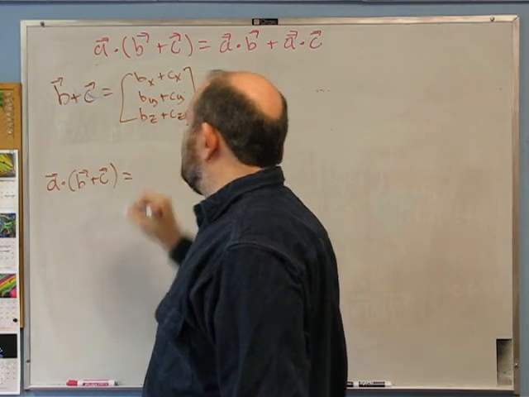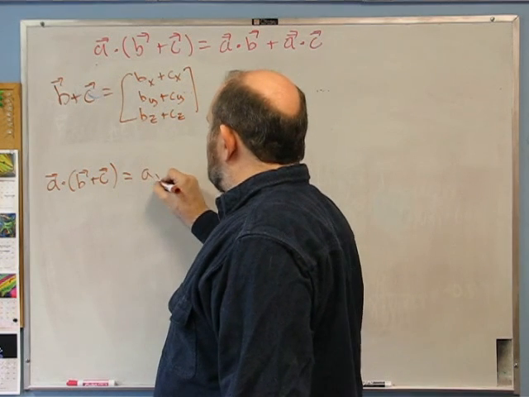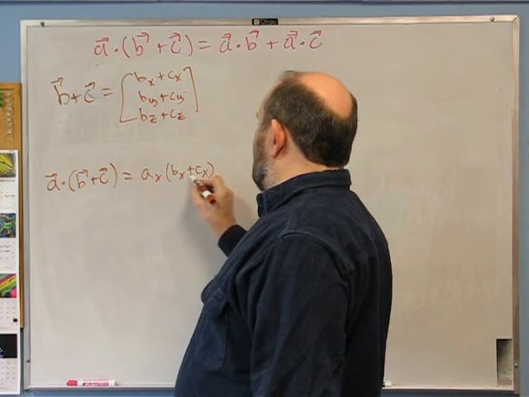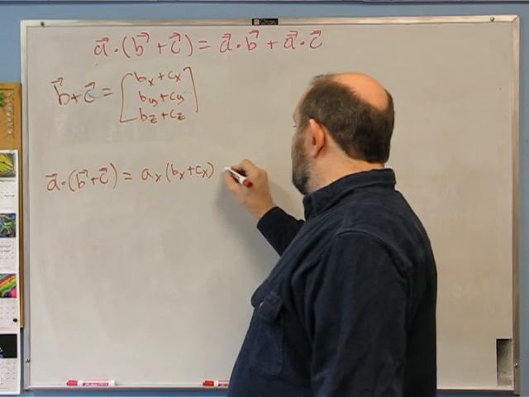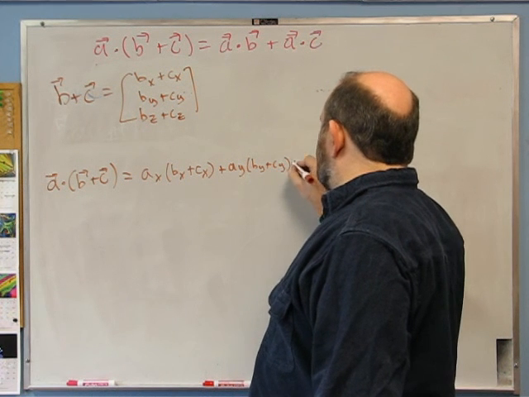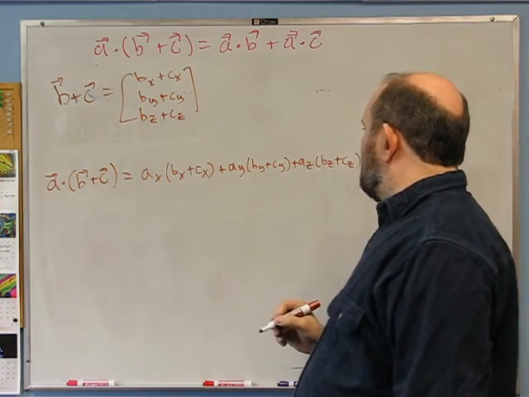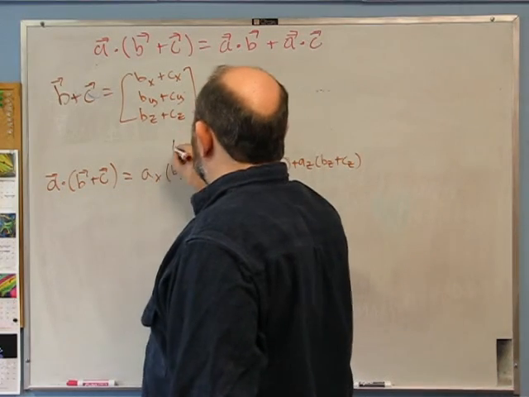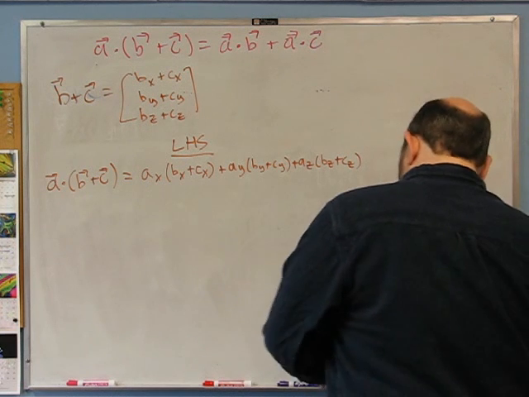Remember, a dot product, sometimes called the scalar product, gives you a scalar. And what you do is you multiply the x components by each other, and it's got to be Bx plus Cx inside parentheses, because I'm multiplying the x component by the whole x component of the other one, plus Ay times By plus Cy, plus Az times Bz plus Cz. Okay, I'm just going to leave this like this for now. So this is the left-hand side, and now let's do the right-hand side.